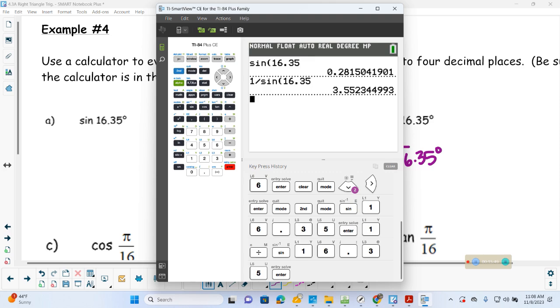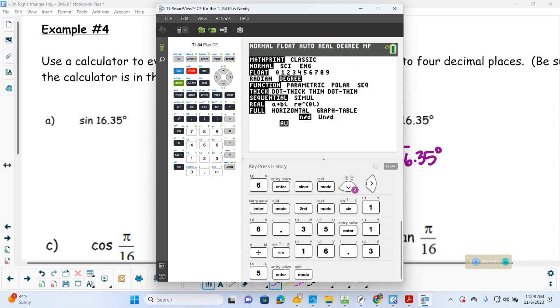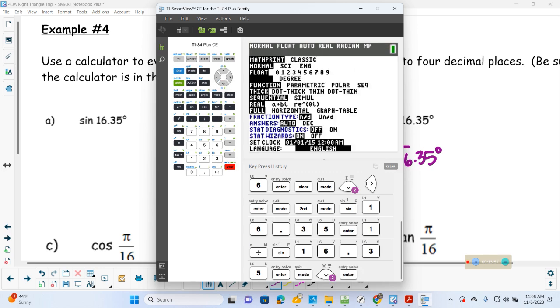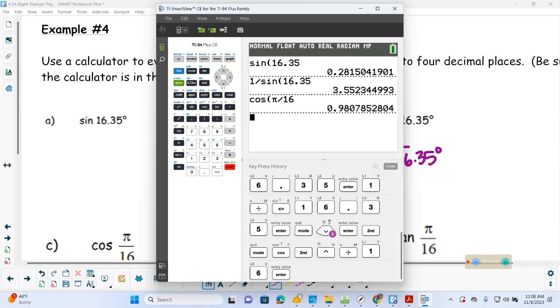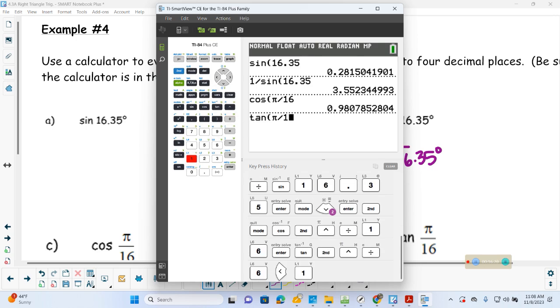Now, the bottom two, of course, are in radians. So I'm going to switch my mode. Well, maybe not quick. We see how I type this. Put it on radians. Okay, so cos of pi over 16, I can just straight type that in. I'm going to use my pi button. Got it. I'll give you a sec to write that one down. And then, of course, tan pi over 16. There you go. So any questions on your calculator?